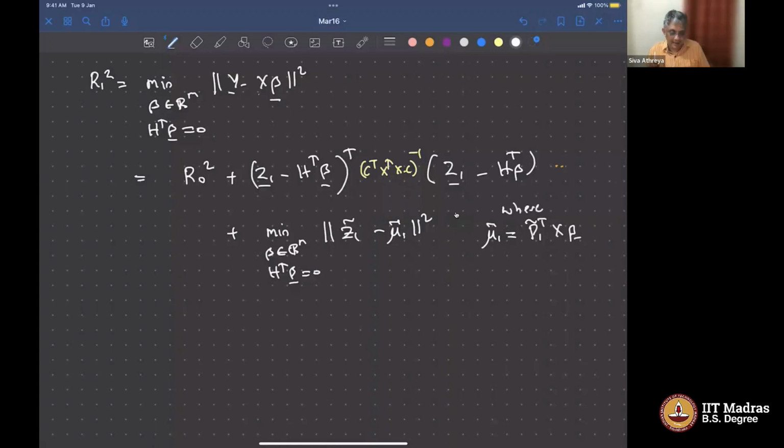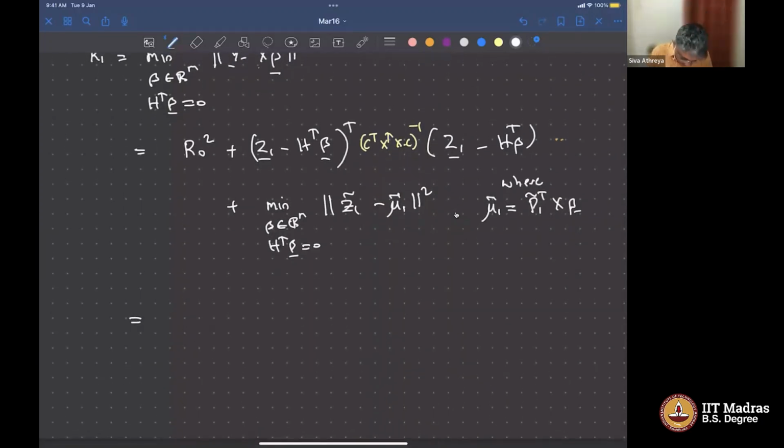Okay. I'm almost there now. So R1 squared is equal to R0 squared plus this part. I can choose my mu1 tilde to cancel this guy, no problem. So this part will just be R0 squared plus Z1 transpose times C transpose X transpose X C inverse times Z1. No matter. Very good.